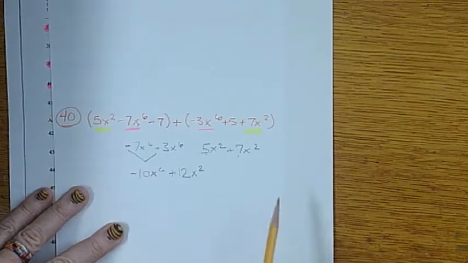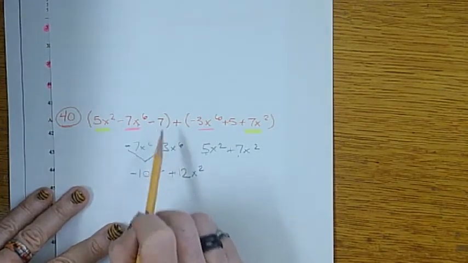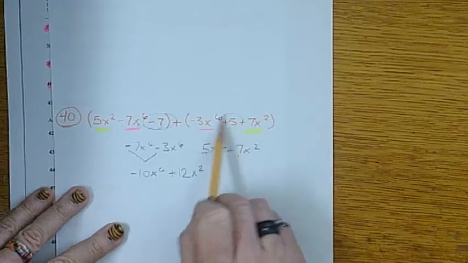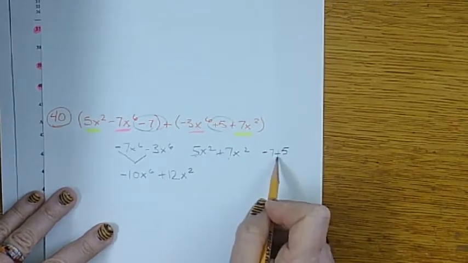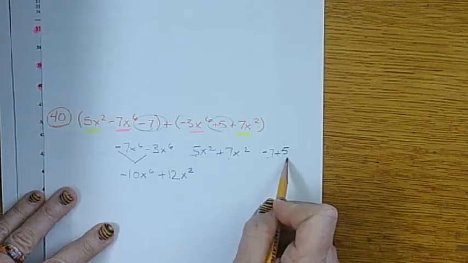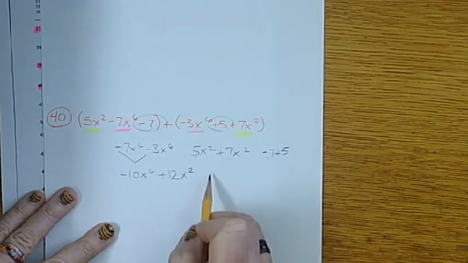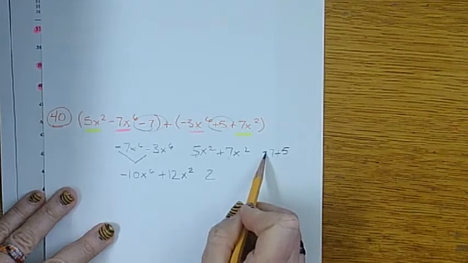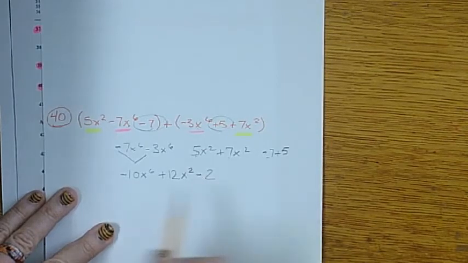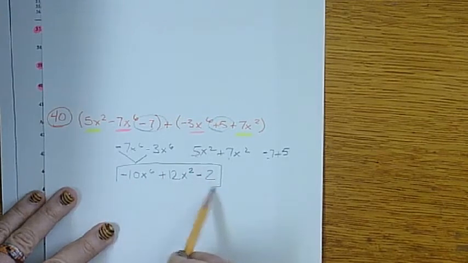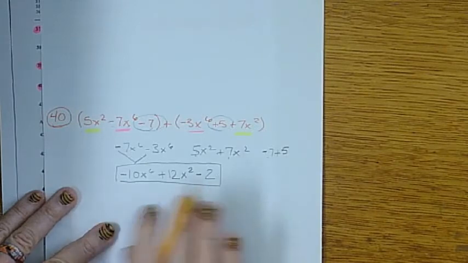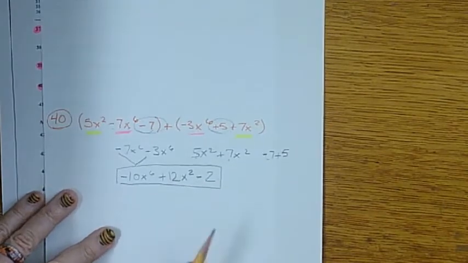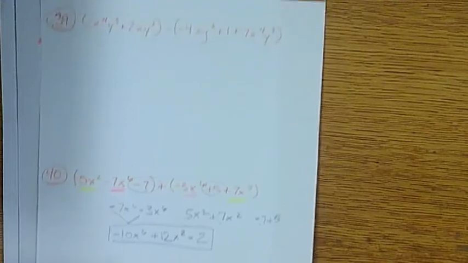Now the only things I have left are the ones that don't have an exponent. So I have a negative 7 and a positive 5. The signs are different, so I'm going to subtract. 7 and 5 would be 2, and I take the sign of the larger number, so it's a negative 2. Then we are done. You can't go any further because none of these are like terms; you can't combine these numbers. The only way you can combine them is if you have like terms, with adding and subtracting. Okay, so now we're going to do this one.